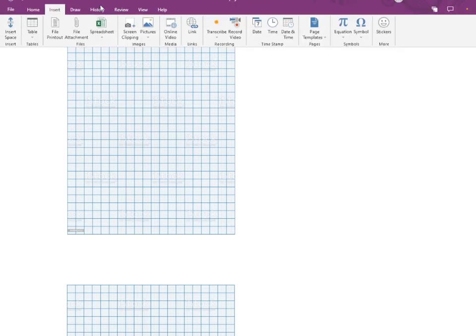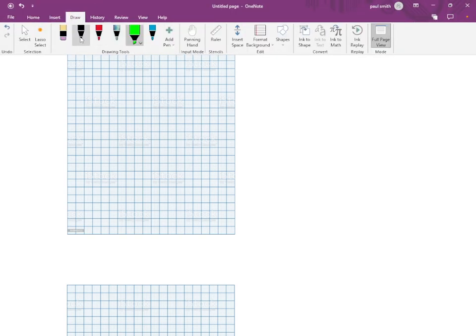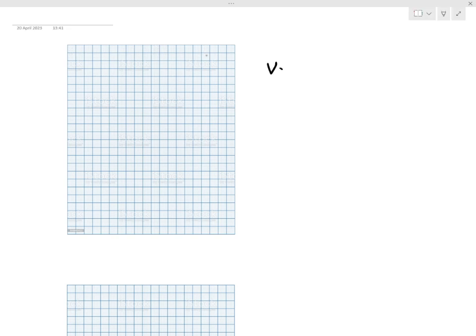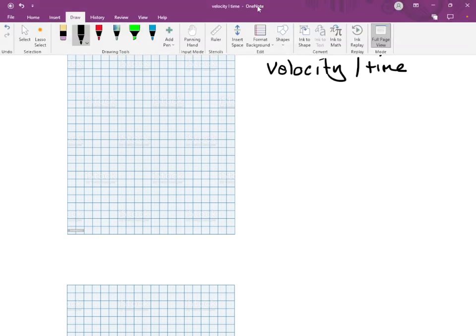Now this one is what we call, let's get the pen, draw. This one is called, well, I'll call it velocity time graphs. It's all about calculating velocity, which is a speed in a given direction, and acceleration, and distance, and time, and all sorts of other things. So let's go with this one.